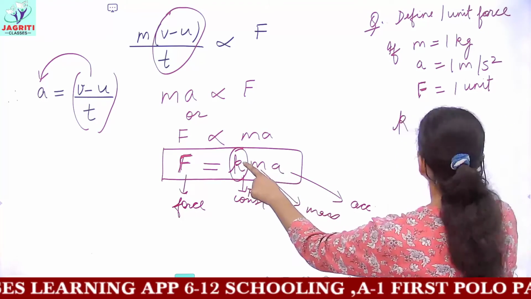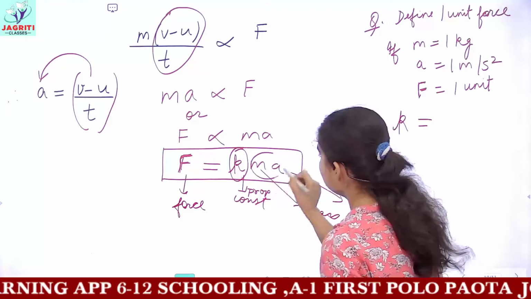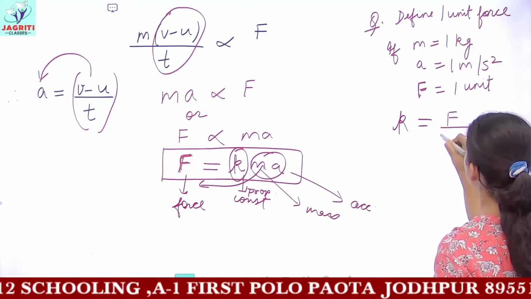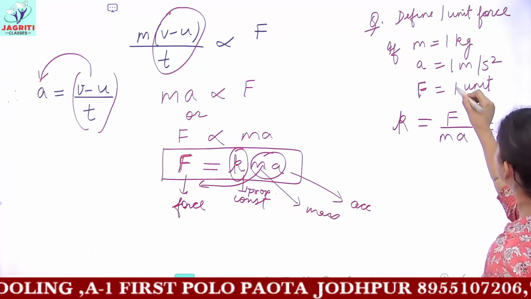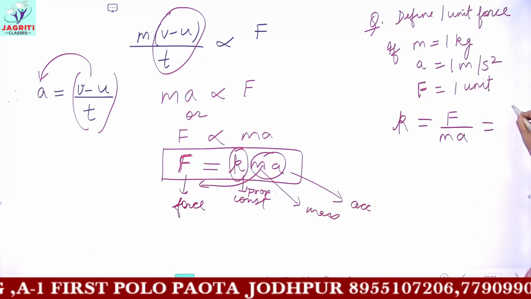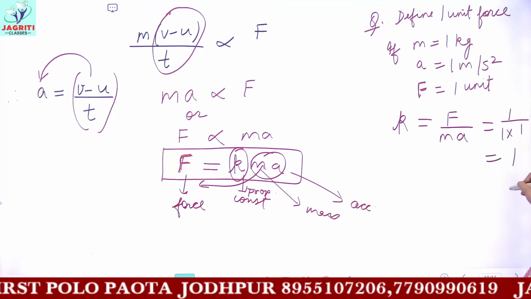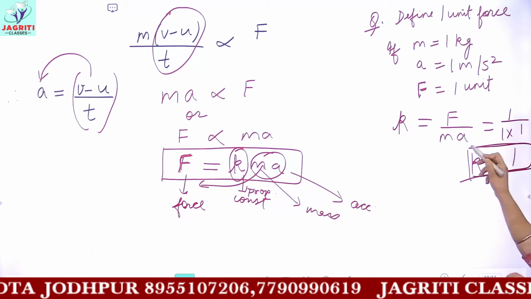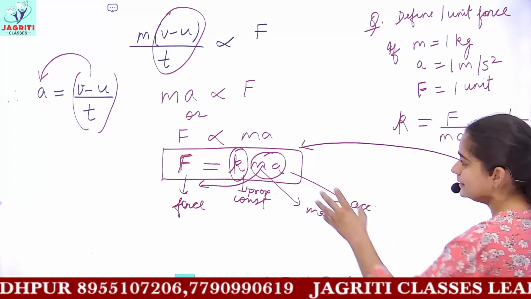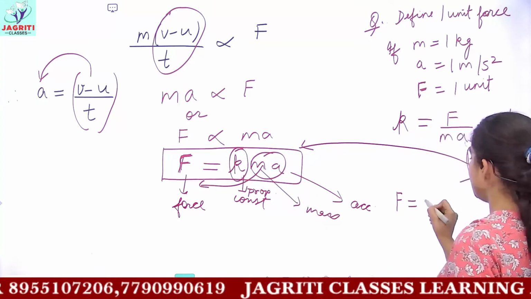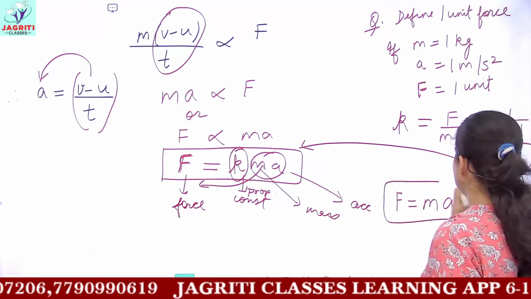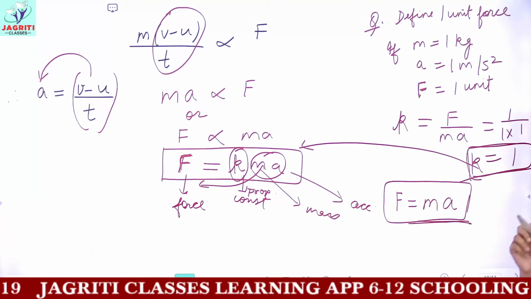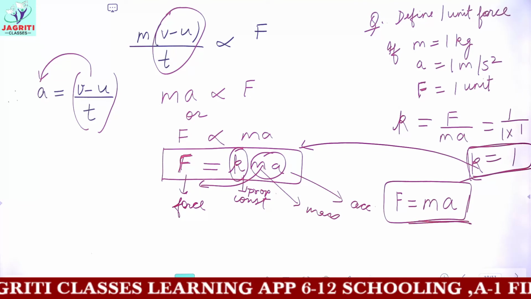k would be F, and this ma would be transposed as the denominator. So you will have k equals F upon ma. Now you have everything to be 1 unit, that means 1, 1, 1. This gives the answer k equals 1. If we substitute k equals 1 in this equation, the final equation becomes F equals ma. This step completes your derivation of the second law of motion.